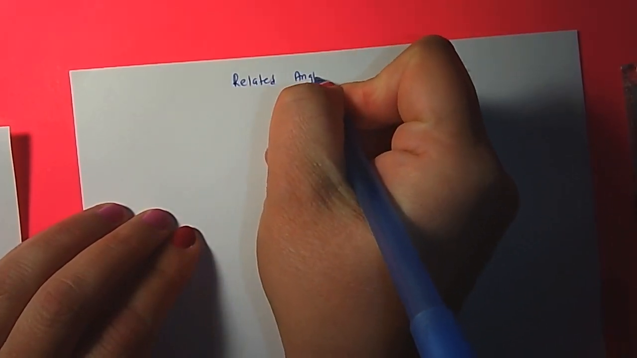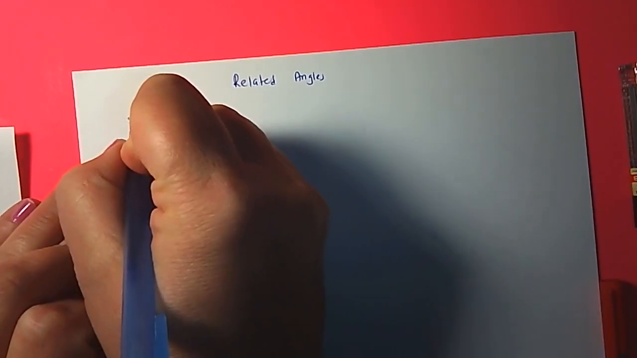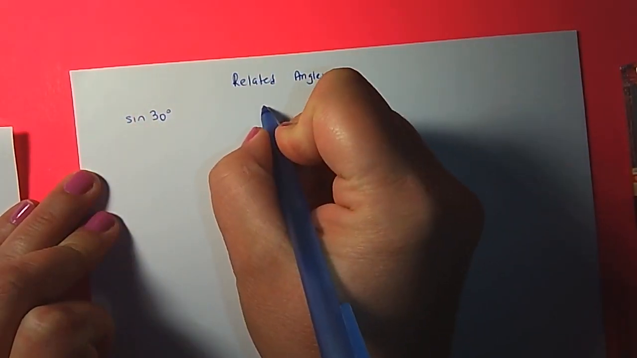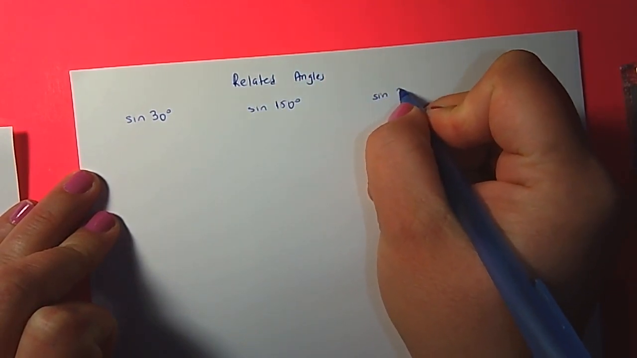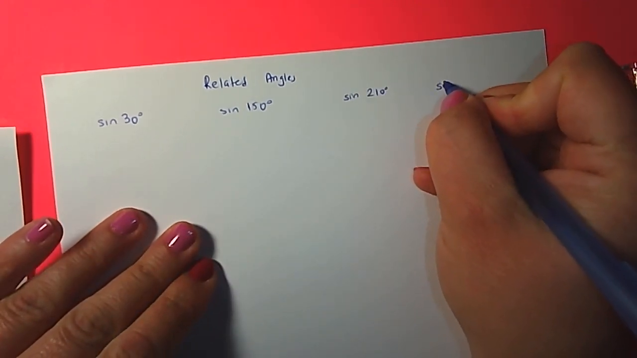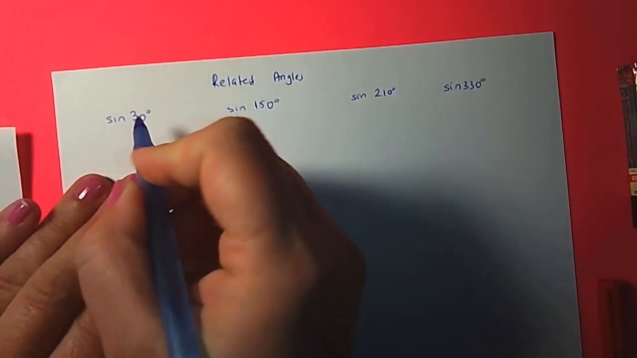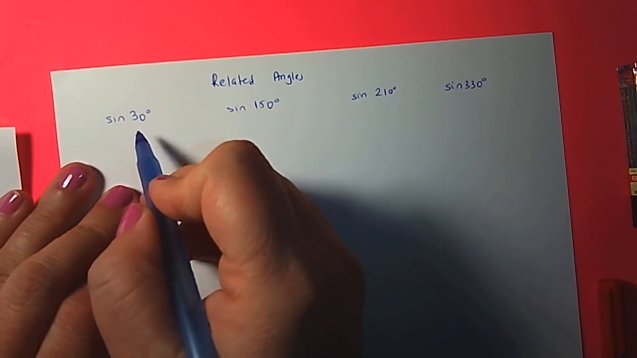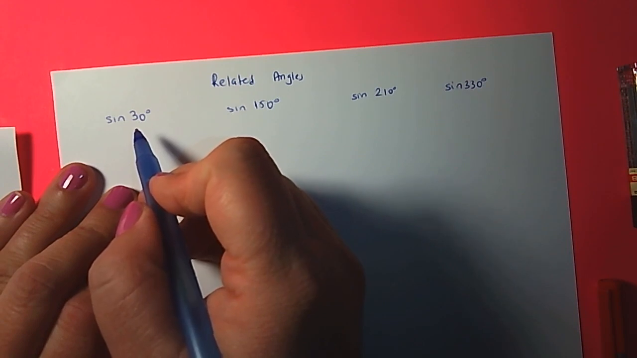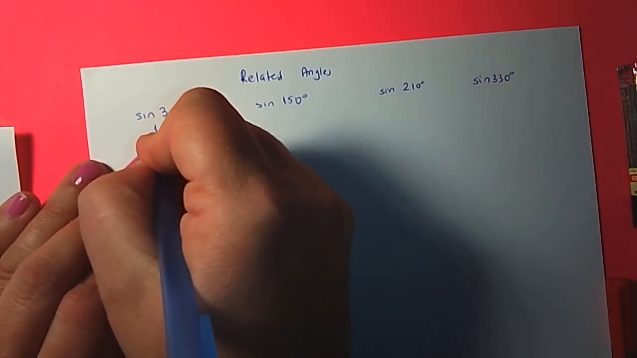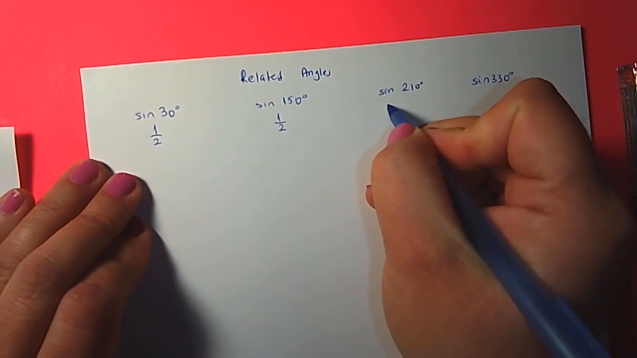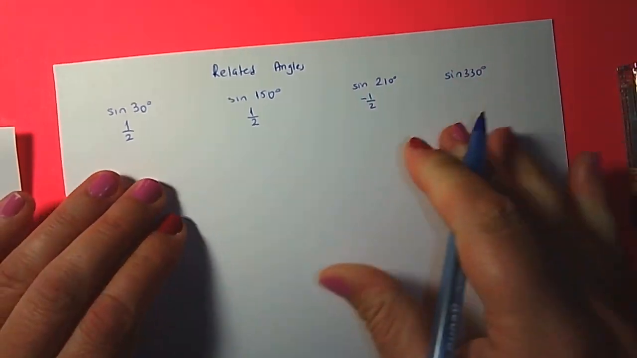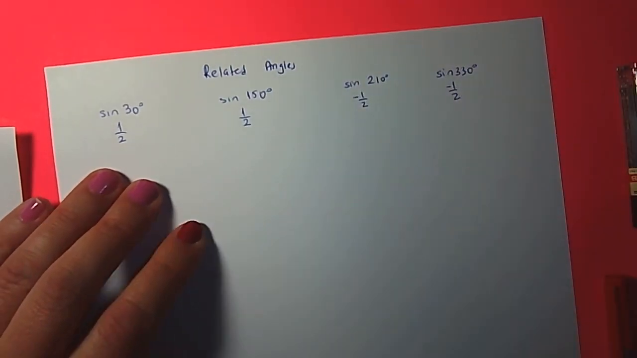The related angles. Let's say we have sine 30 degrees, sine 150 degrees, sine 210 degrees, and sine 330 degrees. 30 degrees, as you know, is a special angle. You learned it in the last lesson. So the sine ratio of 30 degrees is 1 over 2. You wouldn't know the others, but I'm just going to give you that this is 1 over 2. You can check it with your calculator. This is negative 1 over 2, and this is negative 1 over 2.